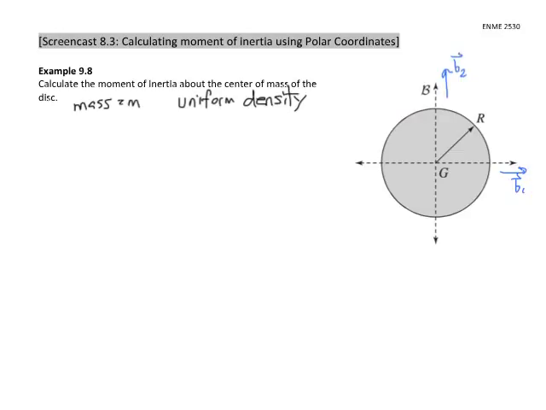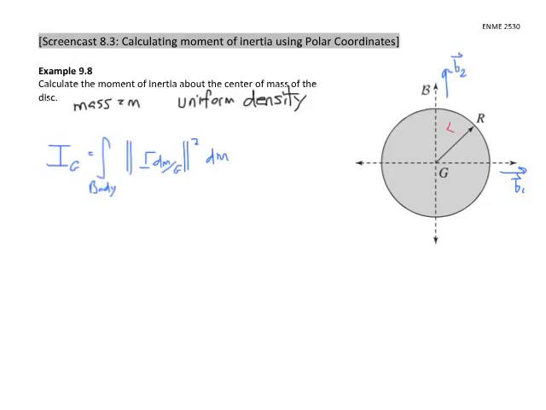In this example, we're given a disk that has uniform density and a mass m, and we're going to calculate the moment of inertia about the center of mass using polar coordinates. The expression for the moment of inertia about the center of mass, and this is planar motion, is we're going to integrate across the body the norm squared of the position vector of the differential mass with respect to the center of mass, across each of the differential elements.